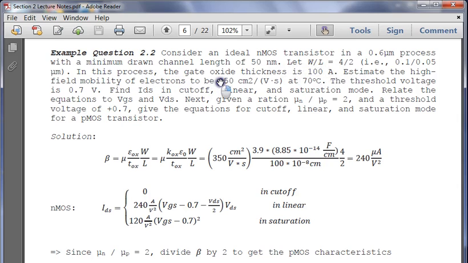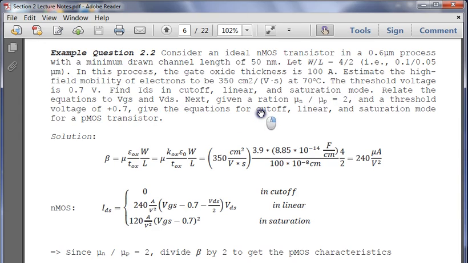In this process, the gate oxide thickness is 100 angstroms. Estimate the high field mobility of electrons to be 350 centimeters squared per volt-second, so this is mu E at 70 degrees Celsius. The threshold voltage is 0.7 volts. Find the drain source current in cutoff, linear, and saturation mode. Relate the equations to VGS and VDS.